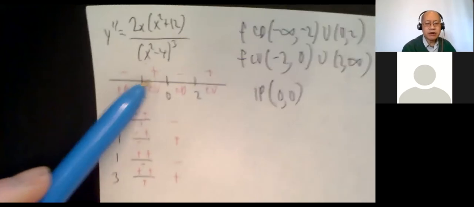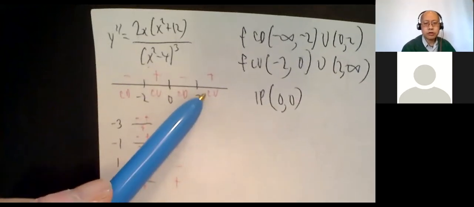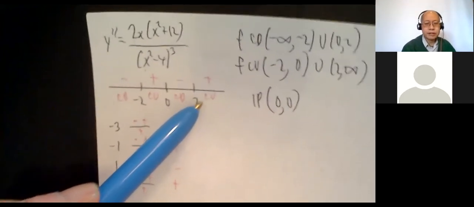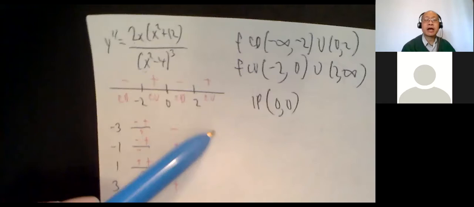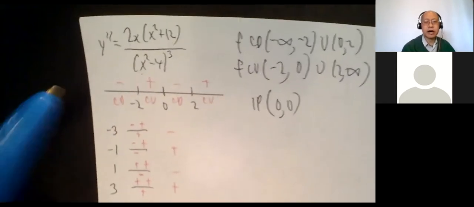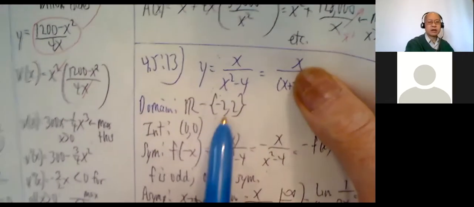Again, you do not have an inflection point at -2 or 2 because you don't have a point. Inflection point implies a point, an ordered pair, x comma y. There is no x comma y at either -2 or 2. It's outside my domain.